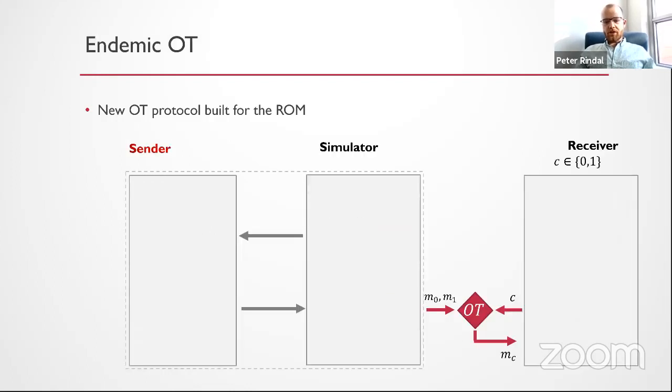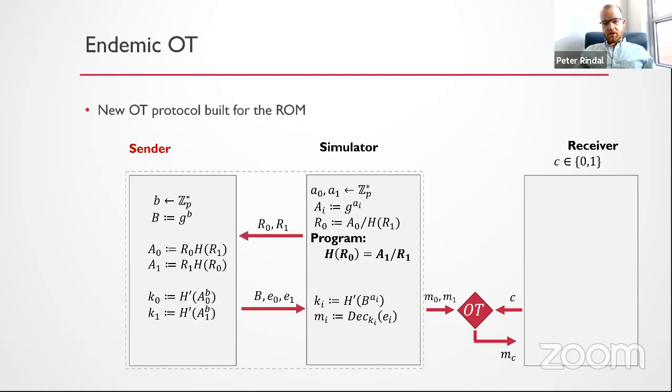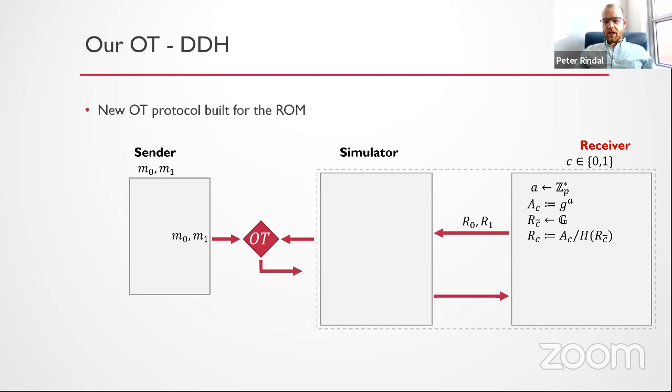And now what does our simulation look like? Well, in the case of a malicious sender, it's pretty easy. The simulator basically just runs the protocol of the honest receiver, except it does some extra random oracle trickery, which allows it to know both of the public keys and their corresponding private keys using the power of the programmable random oracle. And this allows the simulator to decrypt both of them and then forward the messages to the ideal functionality.